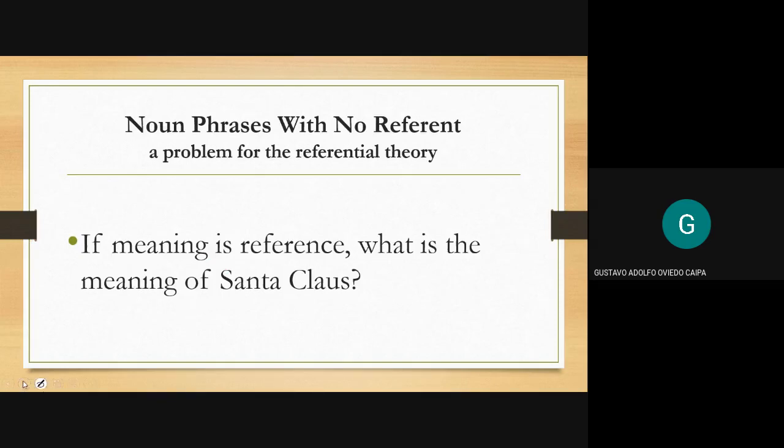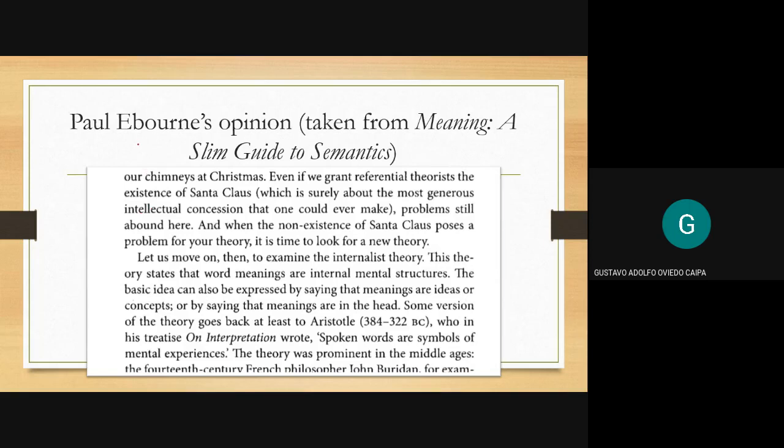Okay, so let me move on to the next slide where I'm going to show you the opinion from a linguist and what he thinks about this problem. All right, so the name of the linguist is Paul Elbourne, taken from his book called Meaning: A Slim Guide to Semantics, right? I'm going to read this and at the same time give you time to read it too. So let's begin reading from here.